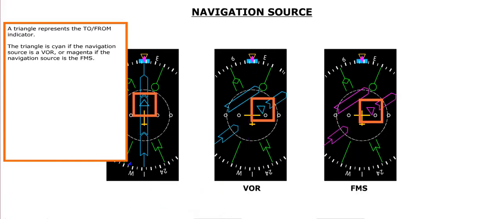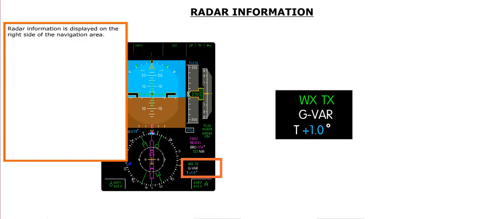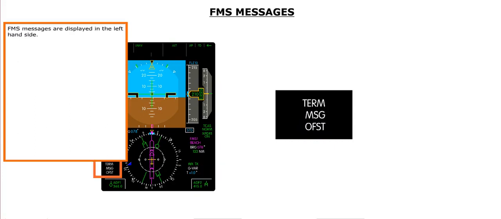A triangle represents the to from indicator. The triangle is cyan if the navigation source is a VOR, or magenta if the navigation source is the FMS. Radar information is displayed on the right side of the navigation area. FMS messages are displayed in the left-hand side.